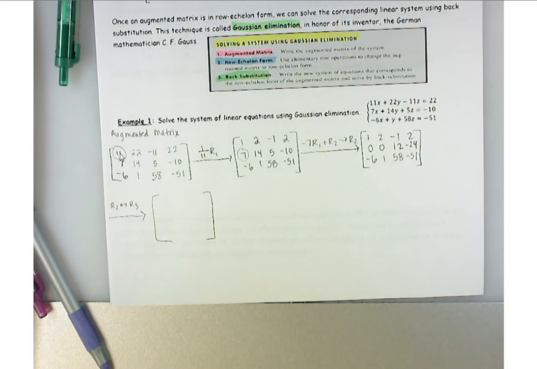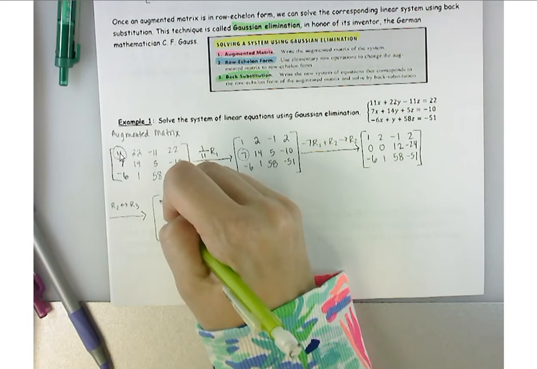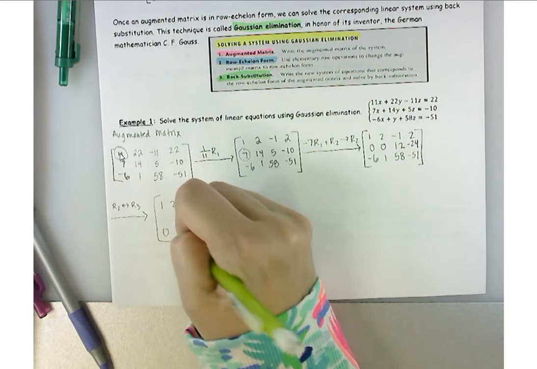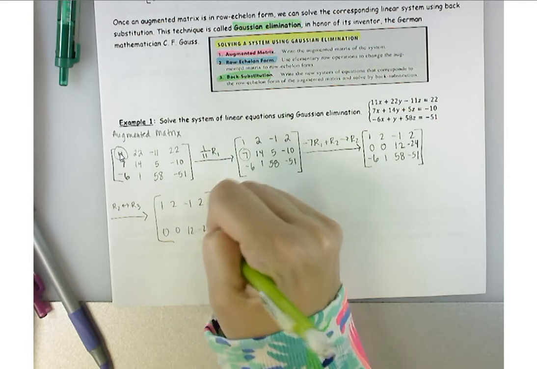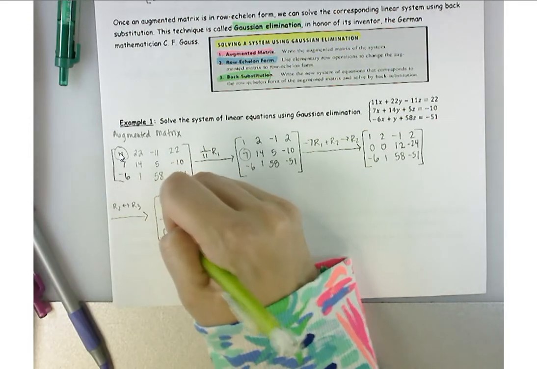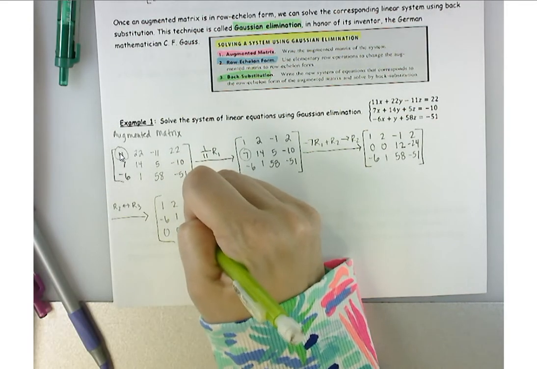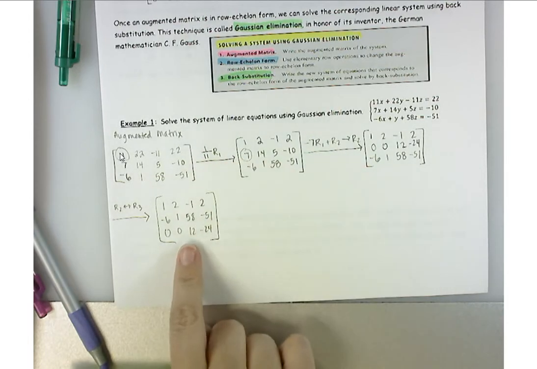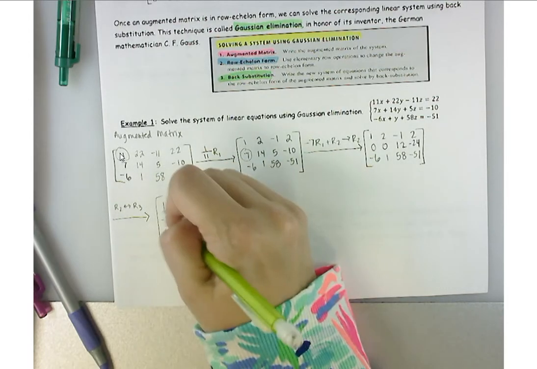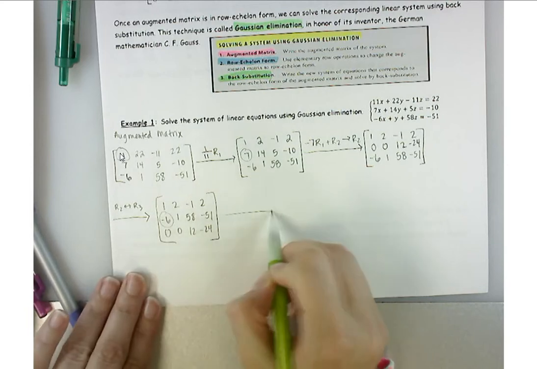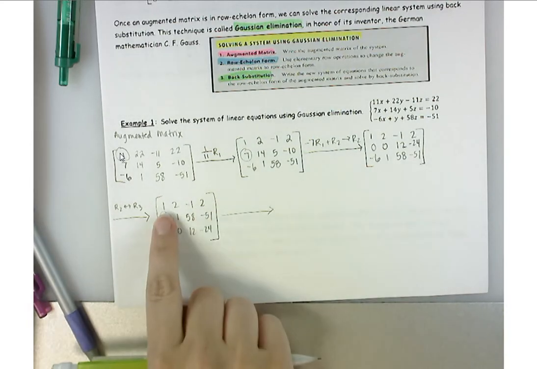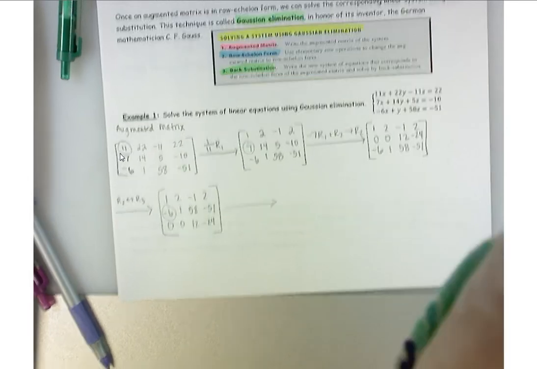Okay, so I'm gonna switch row 2 and row 3. So row 1's gonna stay the same. This is gonna become 0, 0, 12, -24. This is gonna become -6, 1, 58, -51, which means now I'm gonna have to work on making this a 0. So I'm gonna use that same strategy I did before. I'm just gonna multiply the first row by the opposite.